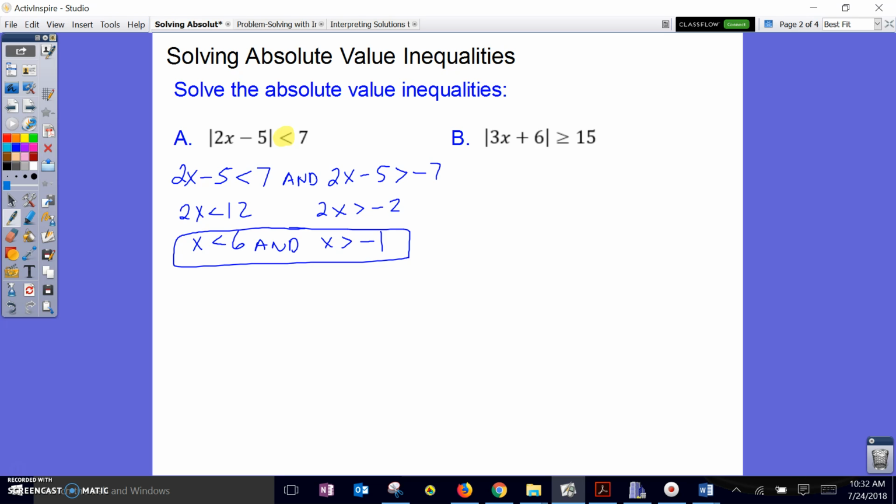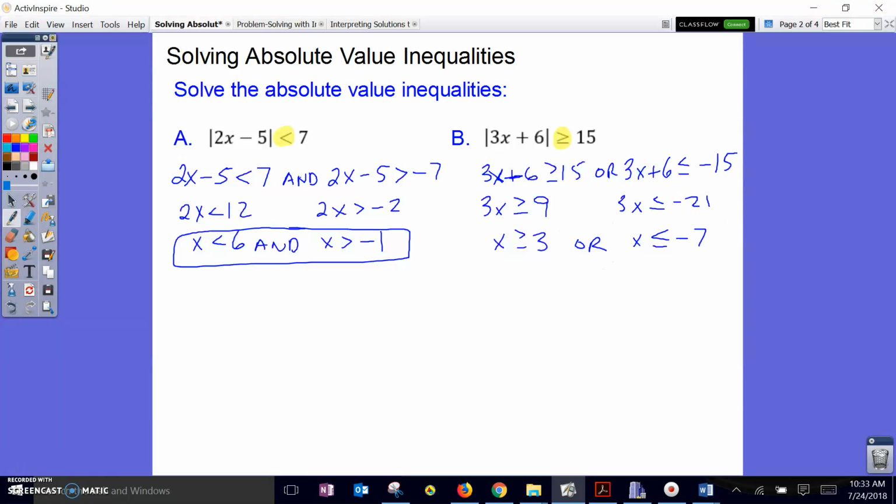Do the same thing in part B, only now, because of the direction of the sign, since its absolute value is greater than a number, this is going to turn into an OR inequality. And so we've got 3x plus 6 is greater than or equal to 15, or 3x plus 6 is less than or equal to negative 15. And then we'll solve both of those. We'll subtract 6 from both sides, divide both sides by 3, subtract 6 from both sides, divide both sides by 3.